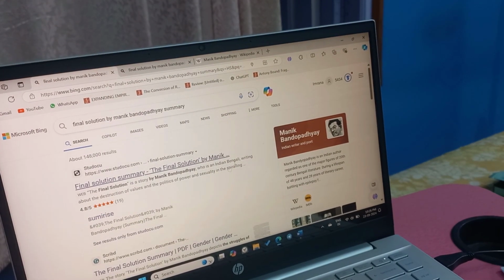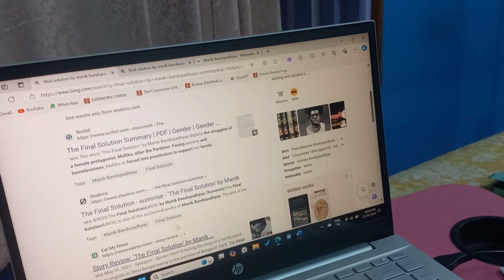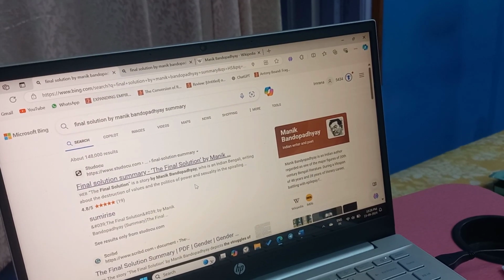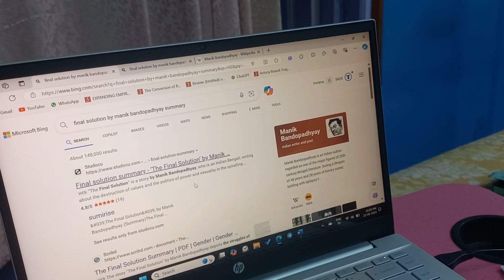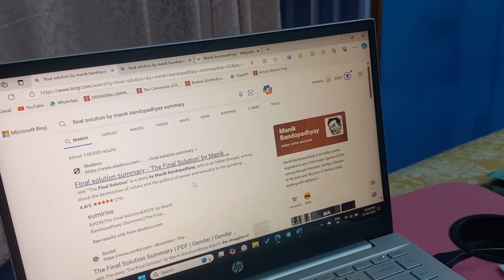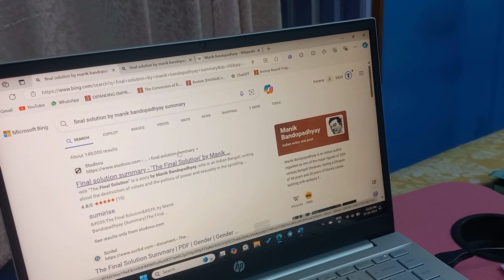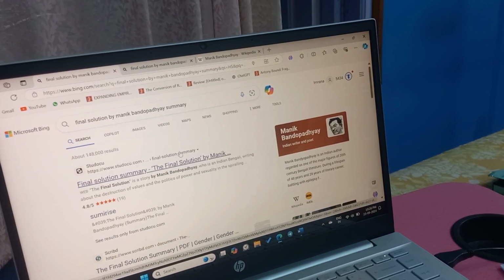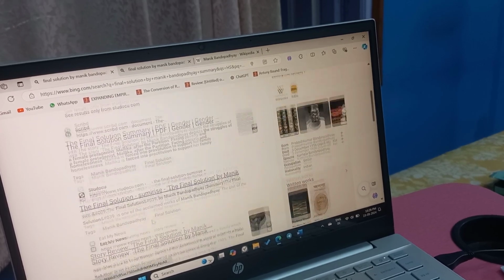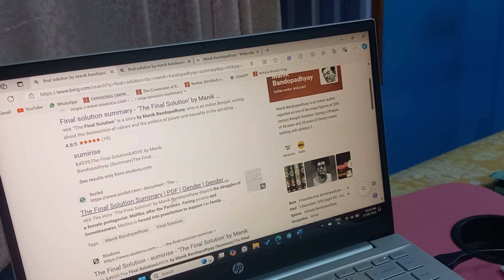Just write Final Solution by Manik Bandyopadhyay. One interesting thing is that Manik is the nickname of Prabodh Kumar Bandyopadhyay. Yes, he was more famous by his nickname. So yes, here it is actually freely available. You must read it.